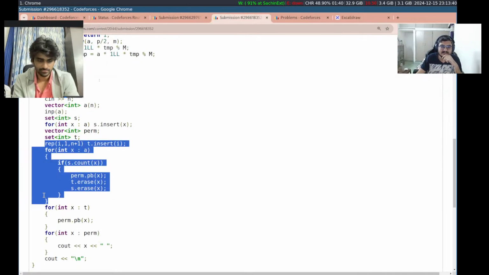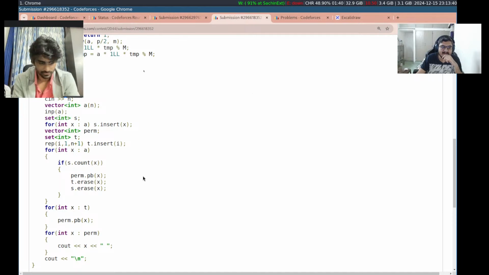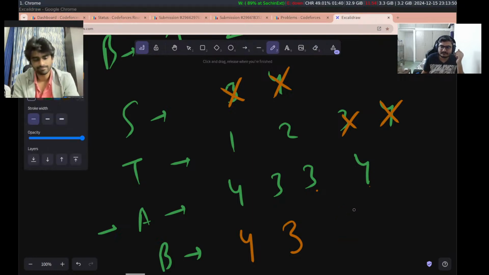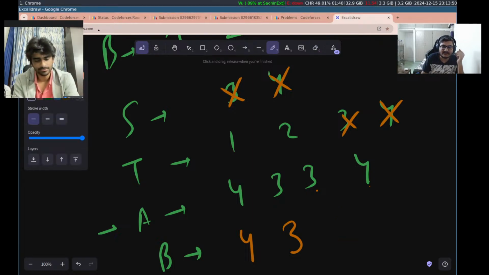Now what he did was, for the remaining elements in T, he added them in whatever order they are present over here, which is just 1. So this is what he did.